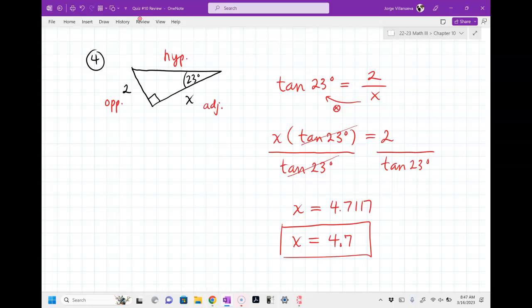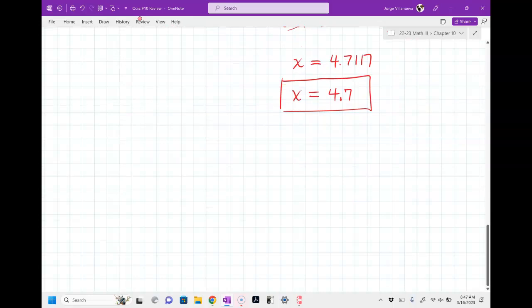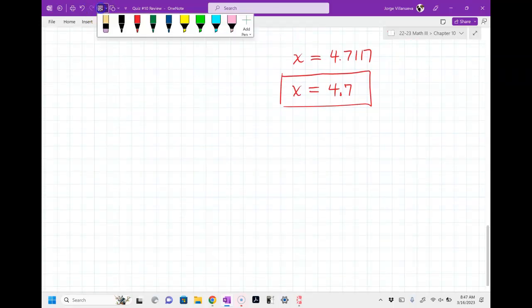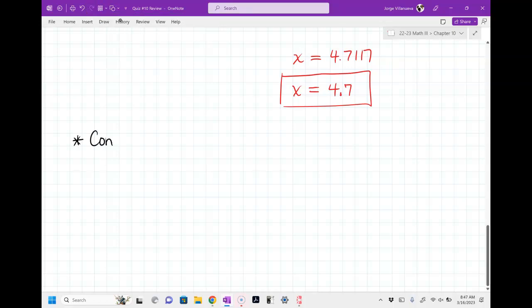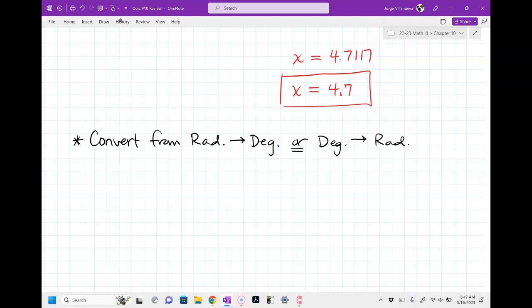Now from there, they're going to kind of change it up and they're going to say, okay, we've been doing triangle stuff. Let's do some conversions. They're going to make you convert angles and radians, all right? One of each. So I'm going to put right here, convert from radians to degrees or degrees to radians, depending on what they give you, right?